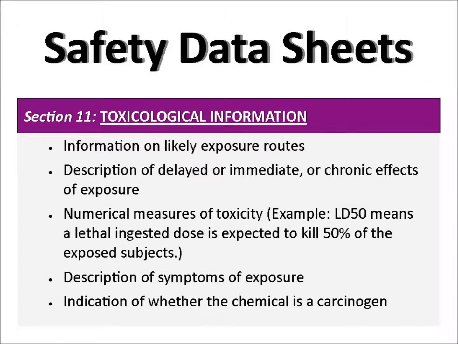Section 11, Toxicological Information. This includes information on likely exposure routes, the description of delayed or immediate or chronic effects of exposure. It also includes the numerical measures of toxicity. Example, LD50 means a lethal ingested dose is expected to kill 50% of the exposed subjects. Also includes a description of symptoms of exposure and an indication of whether the chemical is a carcinogen.